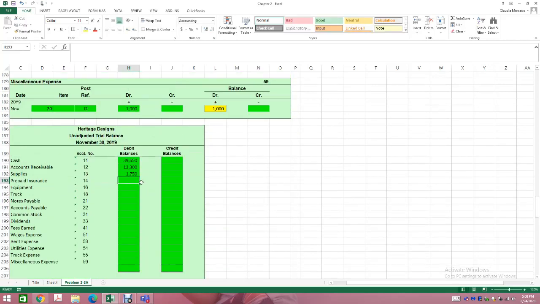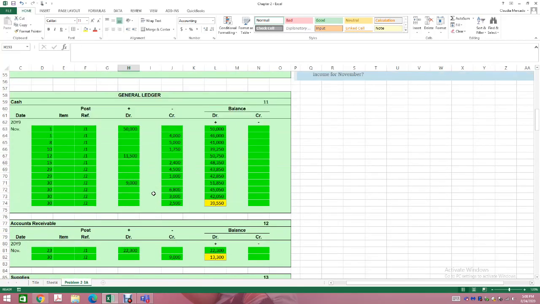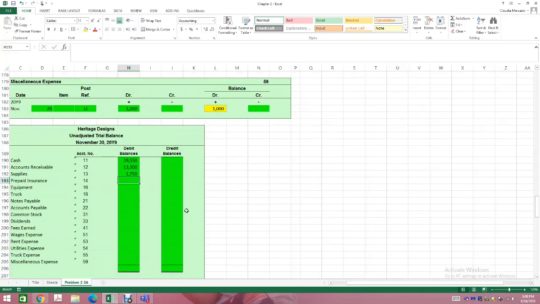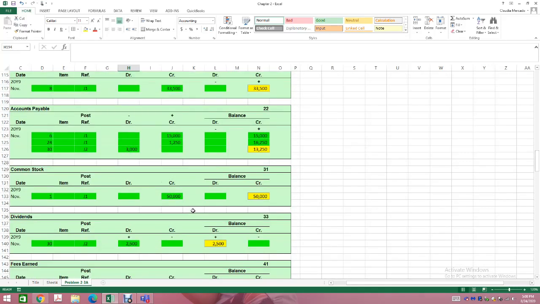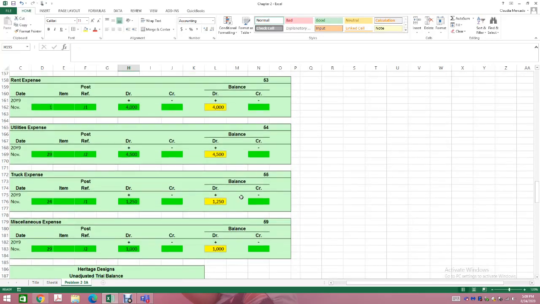I'm just bringing in the ending balance from each account. The next account that I have is Prepaid Insurance for $2,400 debit. The next one we have is Equipment for $15,000. That's account number 16. $15,000 debit. So you just keep on bringing your balance.